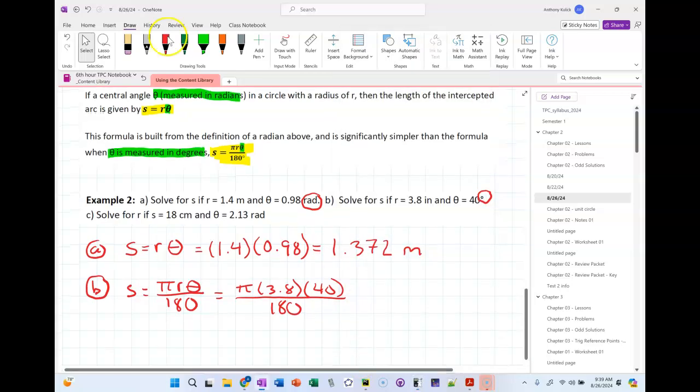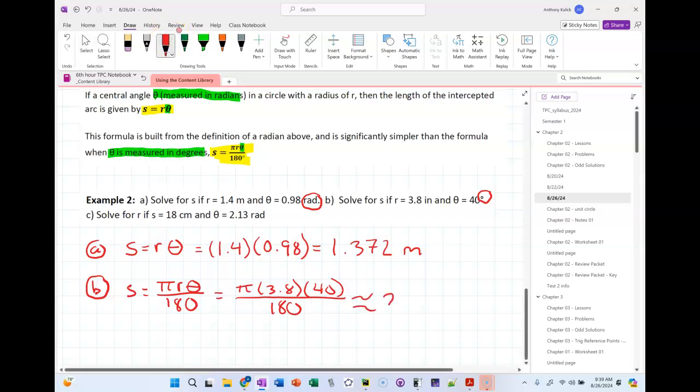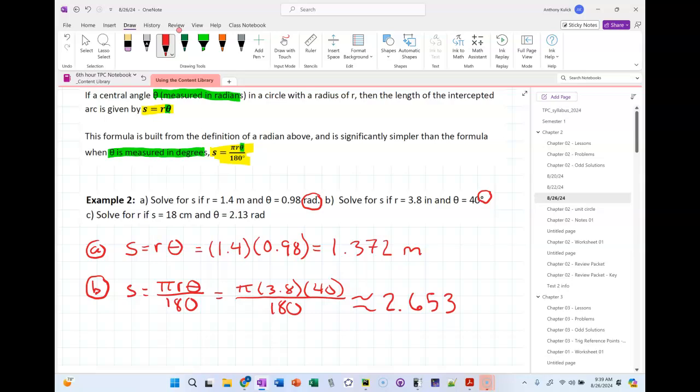So when I do that, I got 265 something, 3. And again, the unit here should be inches. Very good. Yeah, matches the radius unit.